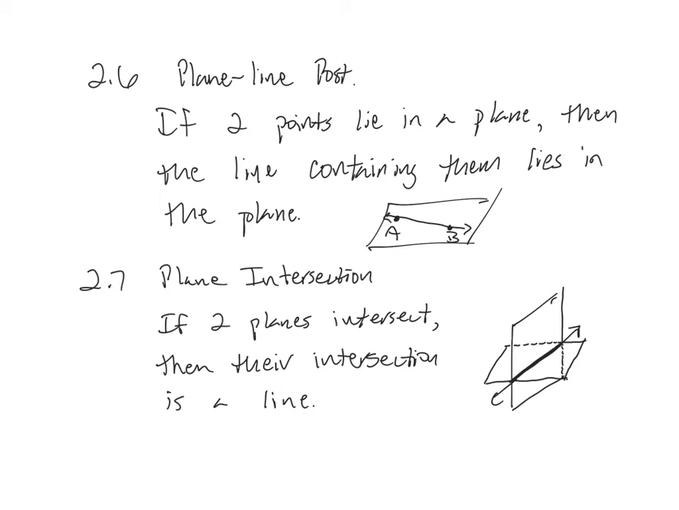Okay, so a lot of them, the name kind of helps. Plane intersection. Okay, that's telling me what I have. I have two planes. Okay, they intersect at a line. Like 2.6, I have a plane, therefore if there's 2 points, there's a line. We had the 3-point postulate, 2.4. Well, if I start with 3 points, then what do I have? I have a plane. 2.5, plane point postulate. If I start with a plane, then what do I have? I have 3 non-collinear points.